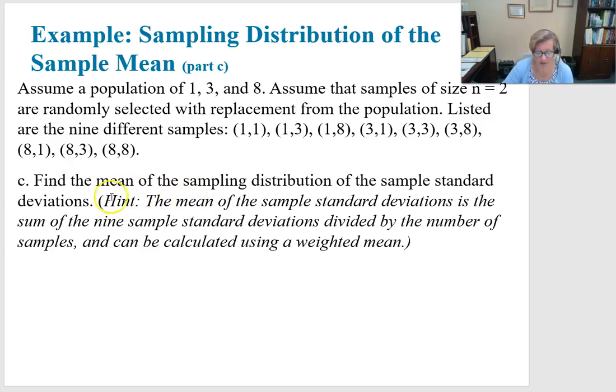Okay, so part C says find the mean of the sampling distribution. Okay, and I gave you a hint. It says the mean of the sample is the sum of the 9 total standards divided by the number of samples. Okay, and that can be a weighted mean.